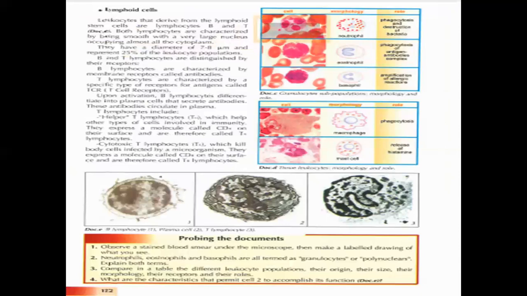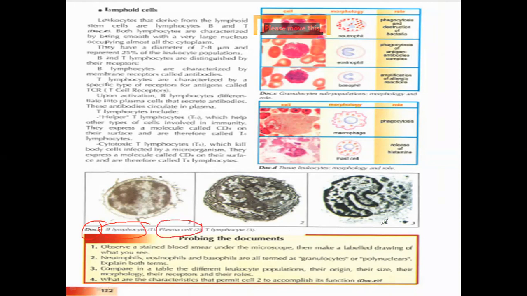However, the lymphoid cells, leukocytes that derive from the lymphoid stem cells, are either B or T lymphocytes. B and T lymphocytes are found in document E. This document E shows the B and T lymphocytes. This is B lymphocytes. This is a plasma cell. We're going to learn the difference between them.